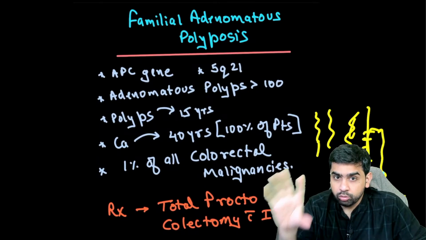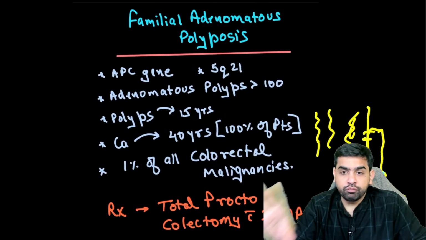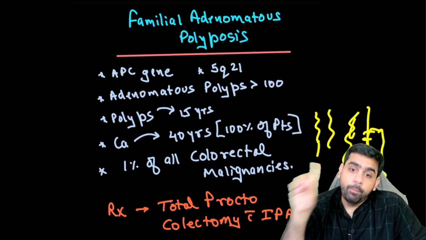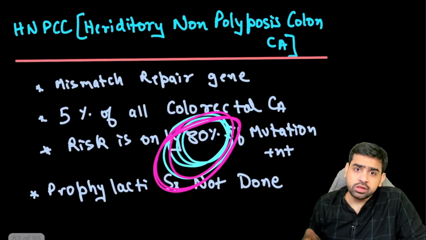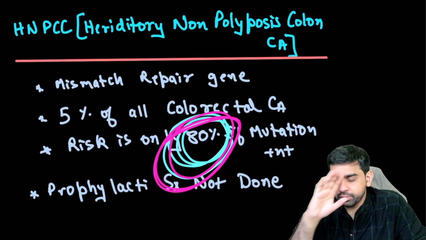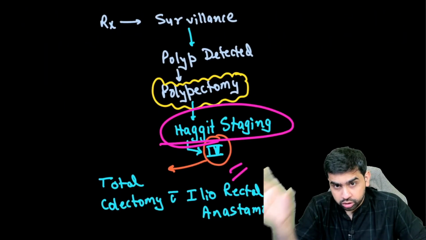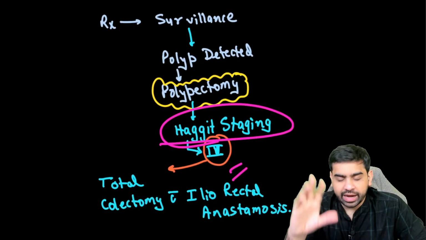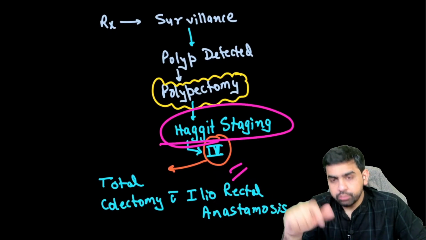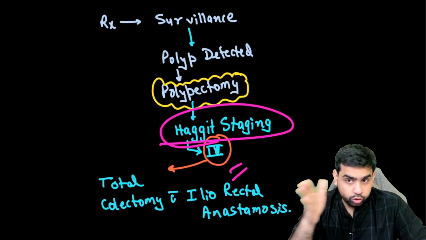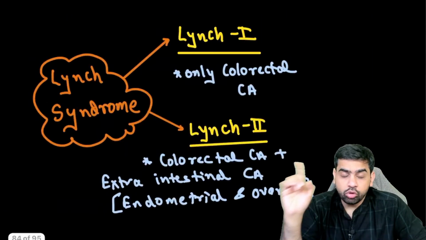FAP syndrome: APC gene mutation, 5q21 gene mutation, and what you need to understand is a 100% risk of malignancy, and that is why you have to perform a total proctocolectomy with ileal pouch anal anastomosis. On the other hand, in the HNPCC syndrome, there's a mismatch repair gene, and there is only 80% risk of malignancy, and that is why you put the patients on surveillance. If there is a higher Haggitt's grade, Haggitt's 4, then what you have to perform is a total colectomy with ileorectal anastomosis, but you have to advise the patients to continue with the proctoscopic examination over a period of time. Now, HNPCC syndrome is also referred to as the Lynch syndrome.